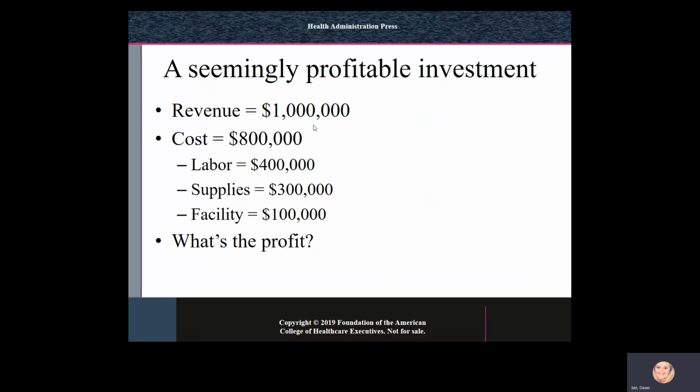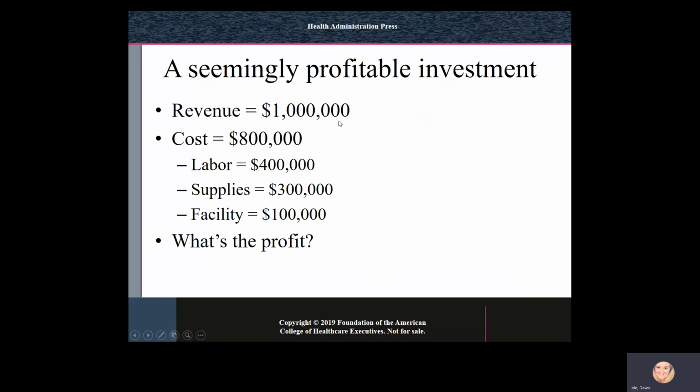So revenue is $1 million, cost is 800. And here's where we're gonna just give you a good example. So the revenue is $1 million and the cost is $800,000, and it breaks it down. Labor was $400,000, supplies were $300,000. The facility itself is $100,000 for the year. So 4 plus 3 plus 1 is 8, right? So your revenue is $1 million, your cost is 800,000.